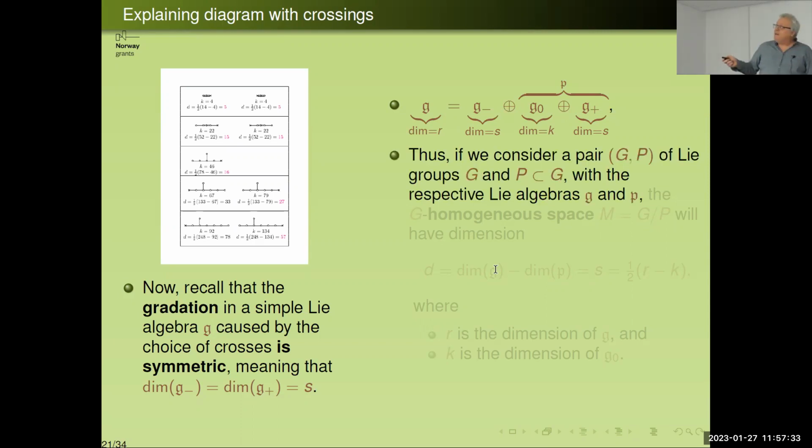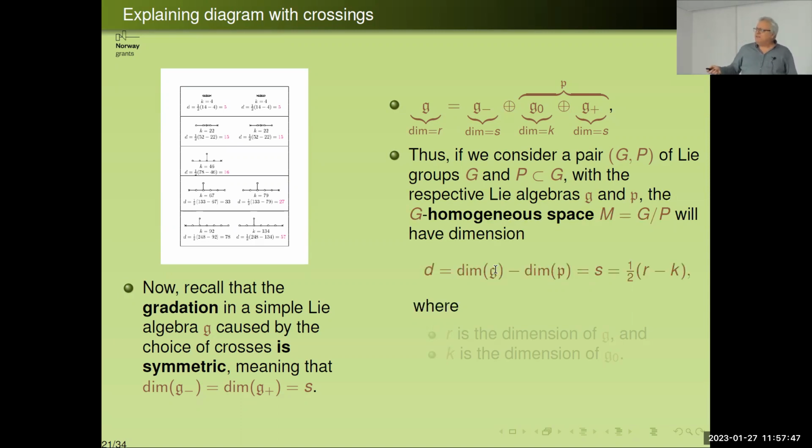if we consider a pair of a simple Lie group with the parabolic subgroup corresponding to this choice of your parabolic Lie algebra, then one can very easily see what is the dimension of the homogeneous space. It is just the dimension of G minus the dimension of P, which is precisely the dimension of G minus, which is S, and because 2S plus K is R, then S is equal like this. So you can calculate very quickly, by putting crosses on the Dynkin diagram, the dimension of the homogeneous space G mod P, right?